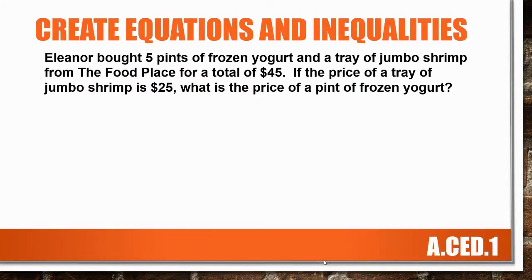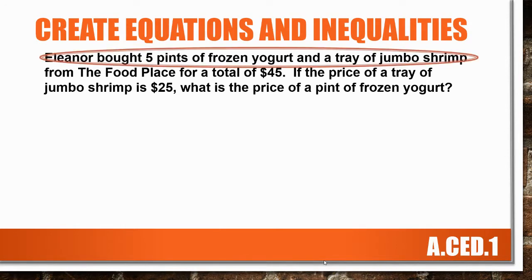We're going to look at creating equations and inequalities. Eleanor bought 5 pints of frozen yogurt and a tray of jumbo shrimp from the food place for a total of $45. If the price of a tray of jumbo shrimp is $25, what is the price of a pint of frozen yogurt? Now we're starting with the simple problem that you can probably figure out without any algebra, but let's look at it with algebra.